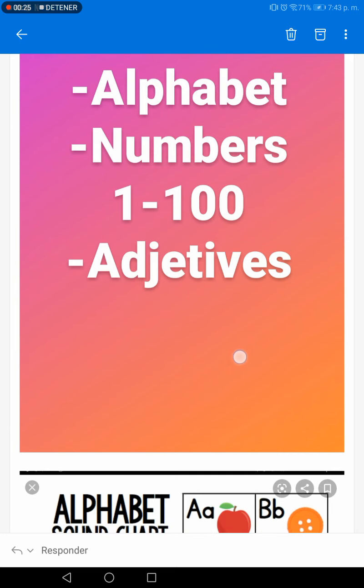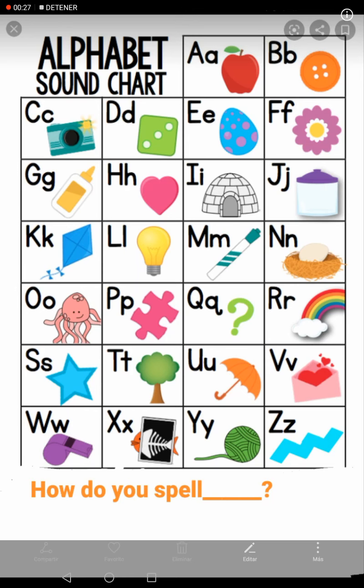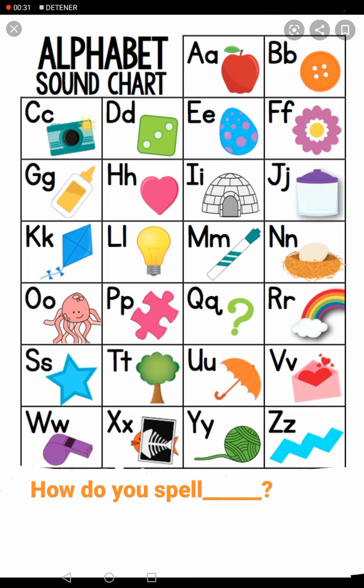So first of all, we're gonna check the alphabet, the alphabet sound chart. So here we have all the letters with an example of a word of an object that starts with the same letter. For example, in the first letter we have A, and then we have an apple.